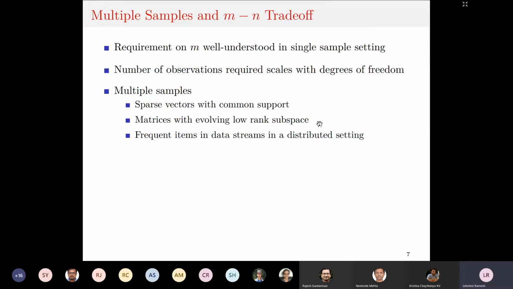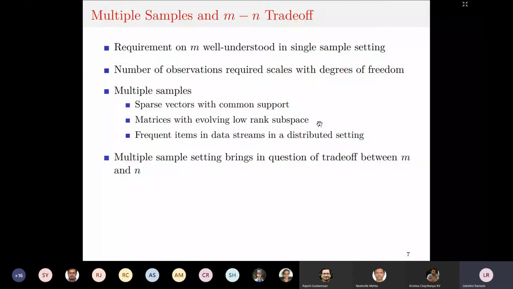What is different in the multiple sample setting is that it brings in the question of the trade-off between the sketch size and the number of samples. You have both these resources now, and the question is, since you have many samples, maybe you can reduce the sketch size required per sample. What exactly is this trade-off between M and N?